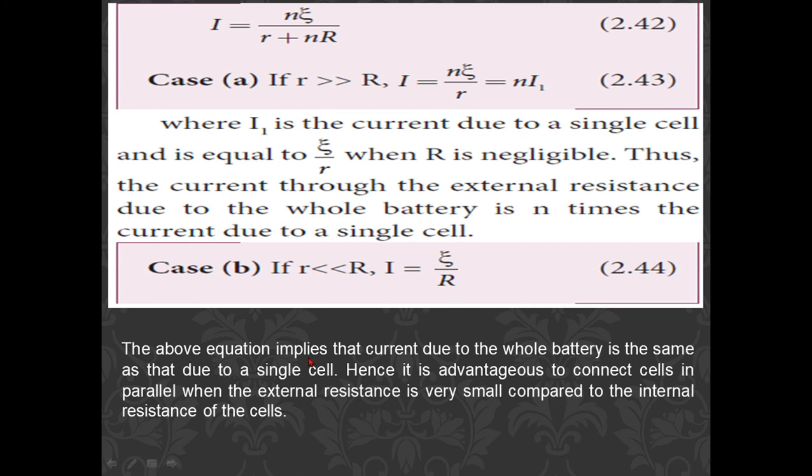The above equation implies that the current due to the whole battery is the same as that due to a single cell. Hence it is advantageous to connect the cells in parallel when the external resistance is very small compared to the internal resistance of the cell. This point is very important for the objective type question. It is advantageous to connect the cells in parallel when the external resistance is very small compared to the internal resistance of the cell.